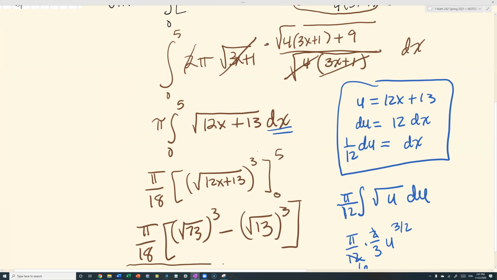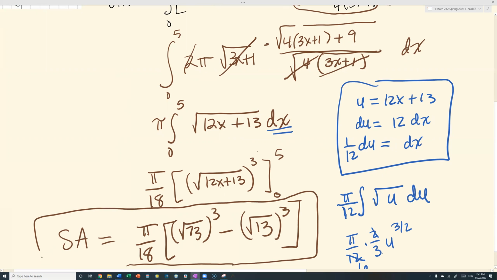And you can say the surface area is that, or you can throw it into your calculator and get a decimal approximation. I would just be happy with that number and not having to do the extra work. But that's up to you.